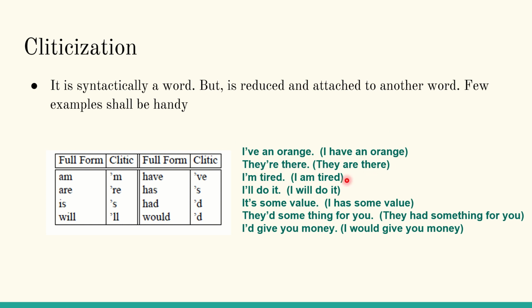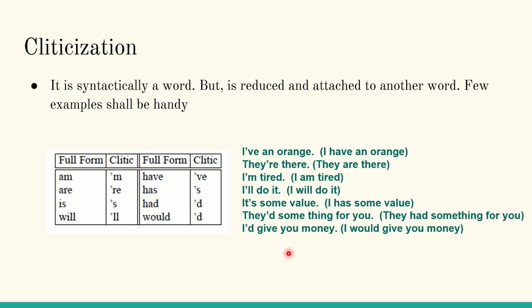They're there. This is just RE. I'm tired. The M alone specifies am here. I'll do it. Just a double L will convey will. Now, syntactically it is a word, but it is reduced, and a clitic gets meaning only when it is attached to some other word. For example, I cannot keep VE alone separately other than combining it to I have or we have. I need another word to cling on to. Only then will this particular clitic become meaningful. This clitic VE or M or RE or S or double L will not be meaningful when standalone. Actually, they cannot stand alone. That's the point. So clitics are the next part that we need to understand.